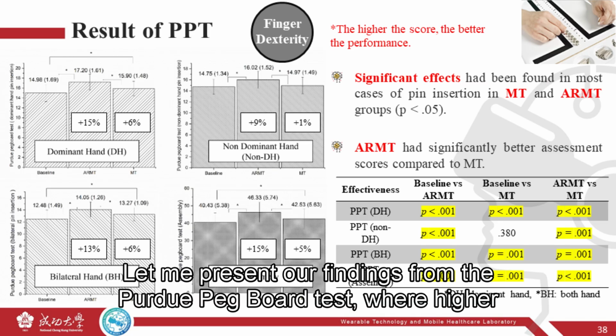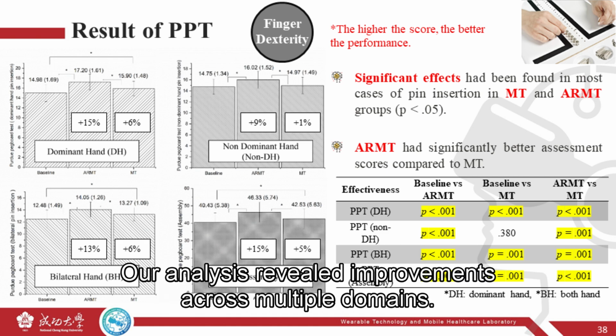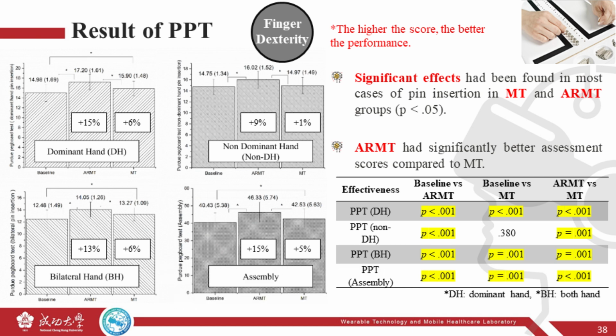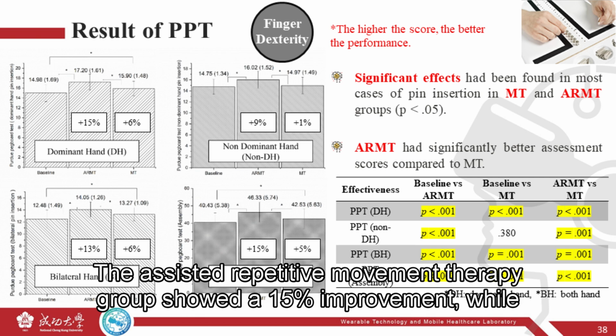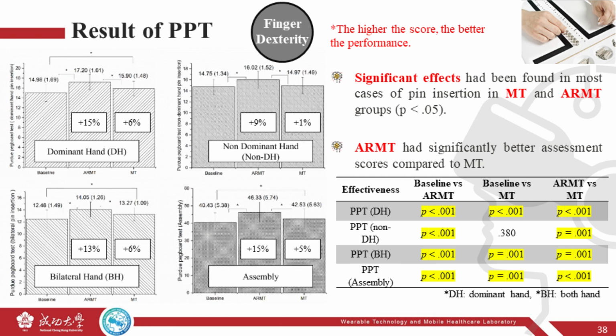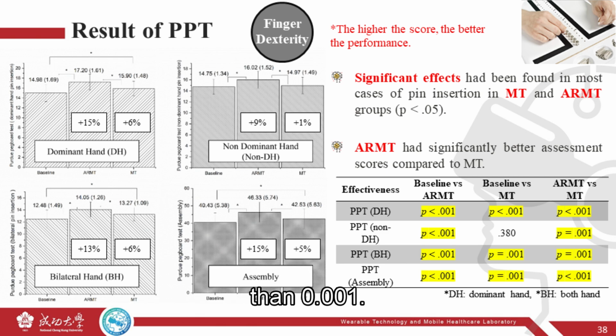Let me present our findings from the Purdue Pegboard test, where higher scores indicate better performance. Our analysis revealed improvements across multiple domains. For the dominant hand performance, the baseline score was 14.98. The assisted repetitive movement therapy group showed a 15% improvement, while the mirror therapy group demonstrated a 6% improvement. Statistical significance was observed in all comparisons, with a p-value of less than 0.001.